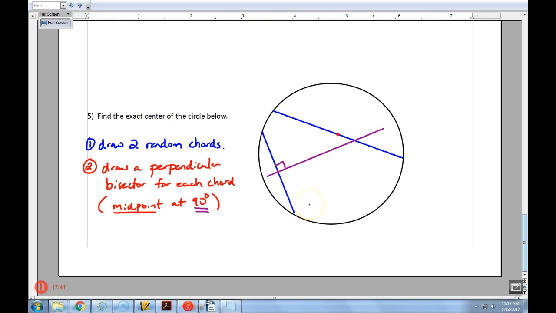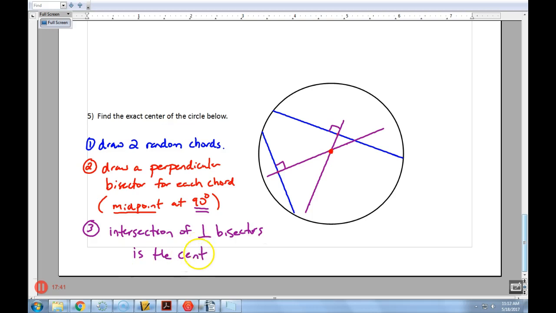Get myself a dot off of 90 degrees. Again, you can use your protractor, you can use paper. And I'm going to connect these two, and that's 90 degrees. And now that magic spot where they cross each other, right there, is the exact center of the circle. So step 3 would be the intersection of the perpendicular bisectors is the center.